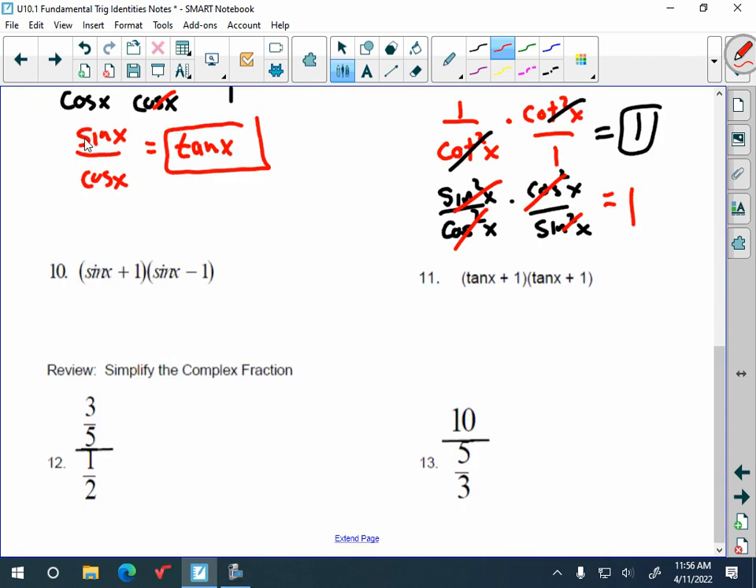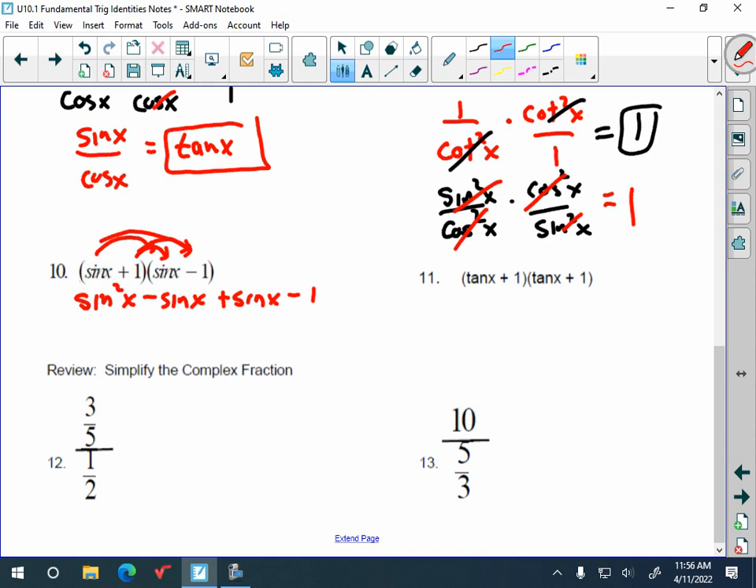All right, so number 10, we want to go ahead and multiply this out because you want to practice distributing with trig functions. So here we're going to take sine x and distribute over. Sine times sine is sine squared. Sine x times negative 1 is minus sine x. Then we'll distribute the 1 over. 1 times sine x is plus sine x. And 1 times negative 1 is negative 1.